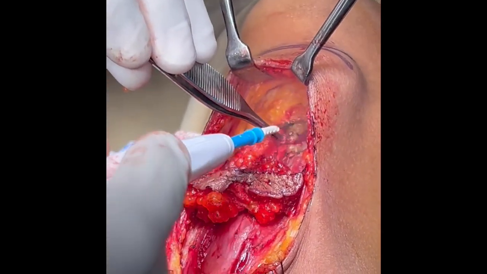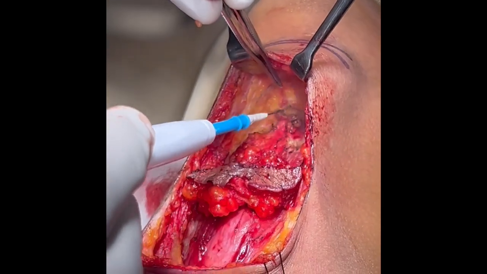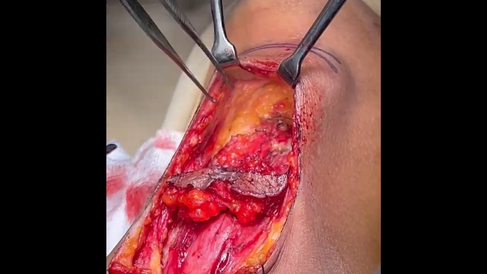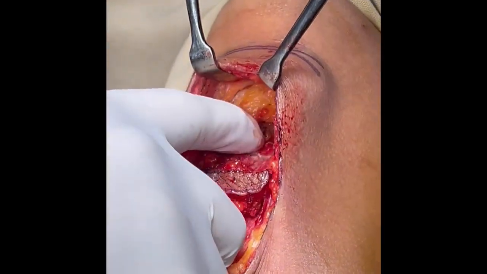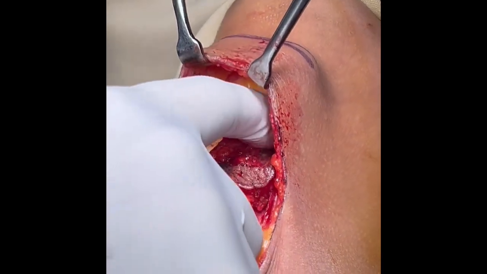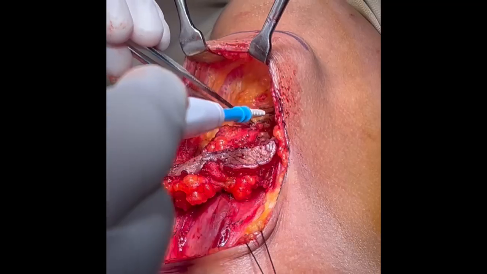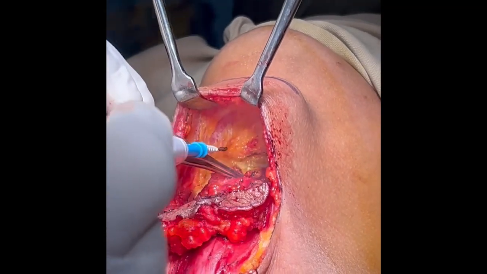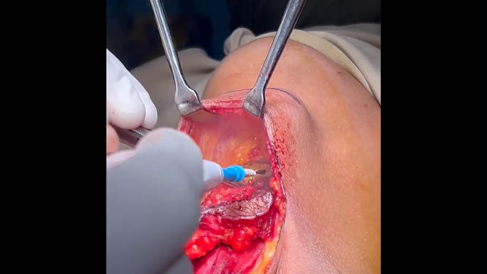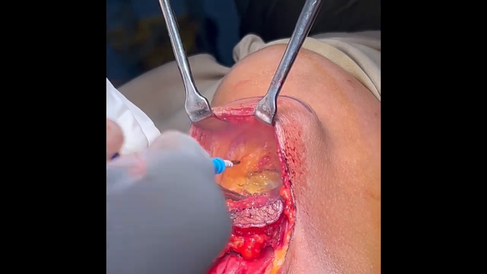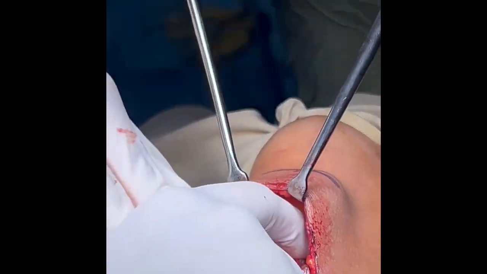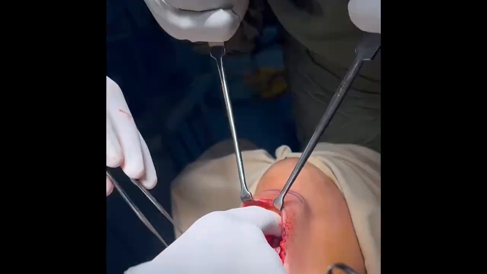That includes excision of the tract with the central body of the hyoid. Then the third one is the Sistrunk procedure. That includes you have to resect the cuff of tissue up to the foramen cecum from the hyoid body with the central body of the hyoid. That is called the standard Sistrunk procedure.